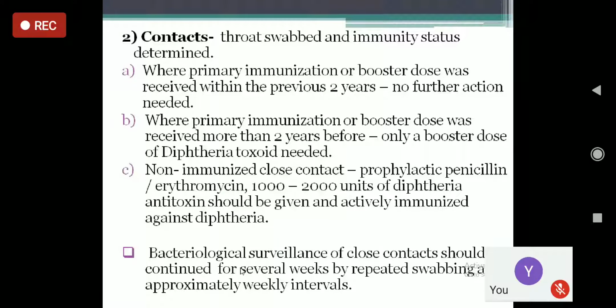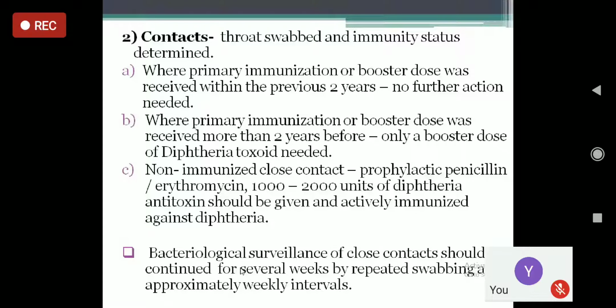If there is a non-immunized close contact, such as a sibling of the child, a sister or brother, or someone in the family who has not been immunized at all, then they should be given prophylactic penicillin or erythromycin. Then 1,000 to 2,000 units of diphtheria antitoxin also should be given.